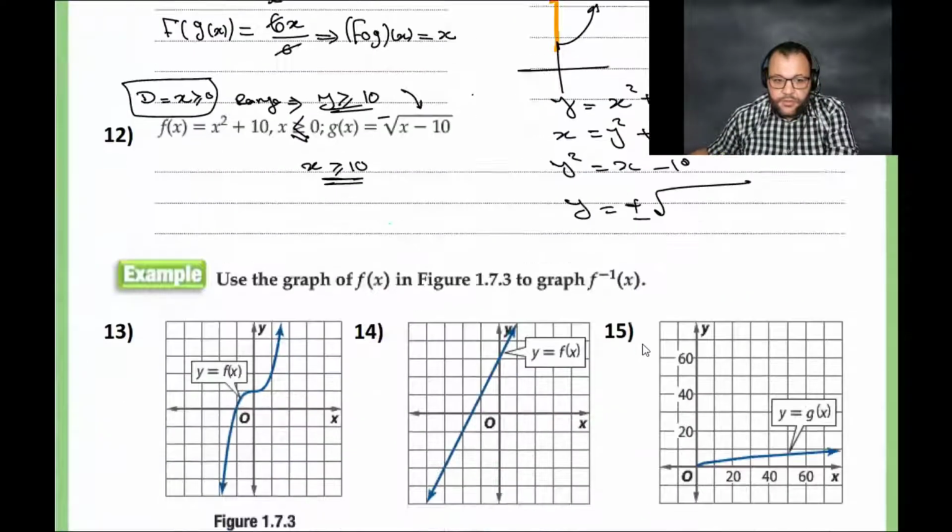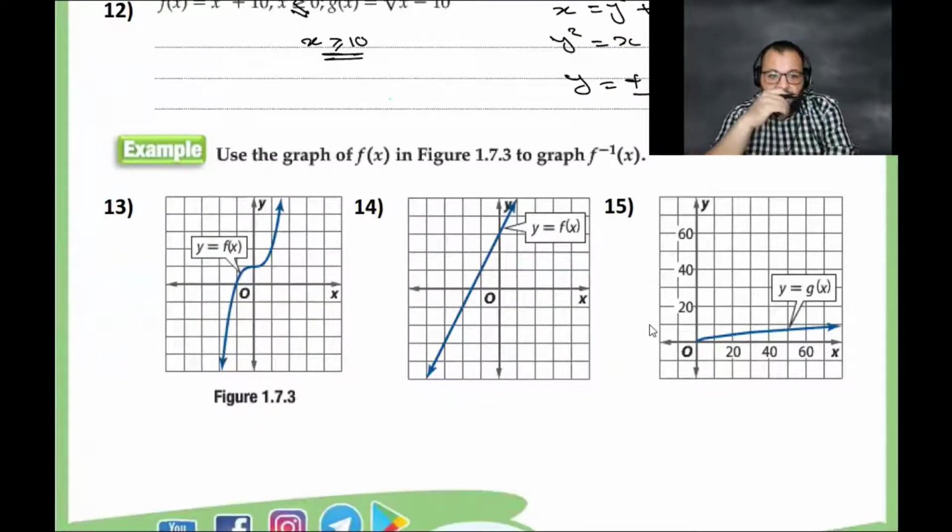How can you find the inverse from the graph? That's the easiest part of the lesson, and after that we'll continue to chapter 2. How can we find it from the graph? What is the meaning of the inverse? What is the first step after the domain?